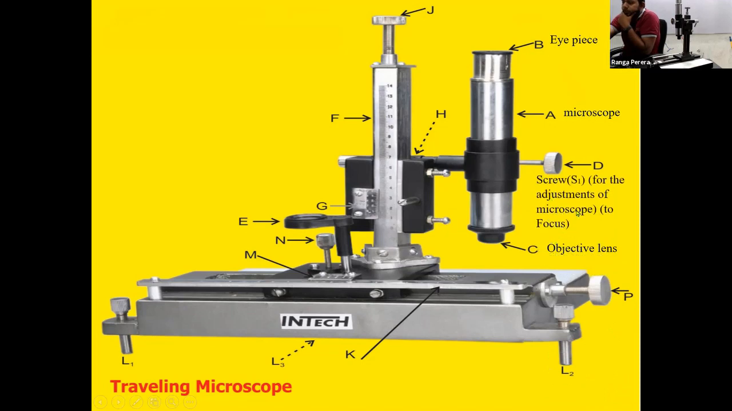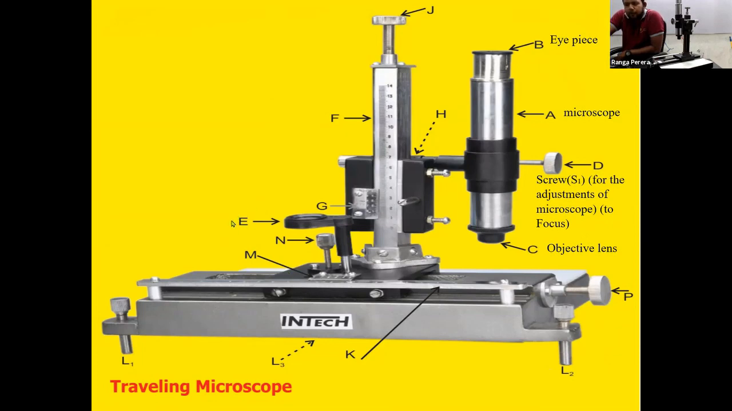Number D, screw for the adjustment of the microscope to focus. You better write it like this, not that definition: focusing knob of the microscope. Instead of writing screw, you better write focusing knob, K-N-O-B. Focusing knob of the microscope.